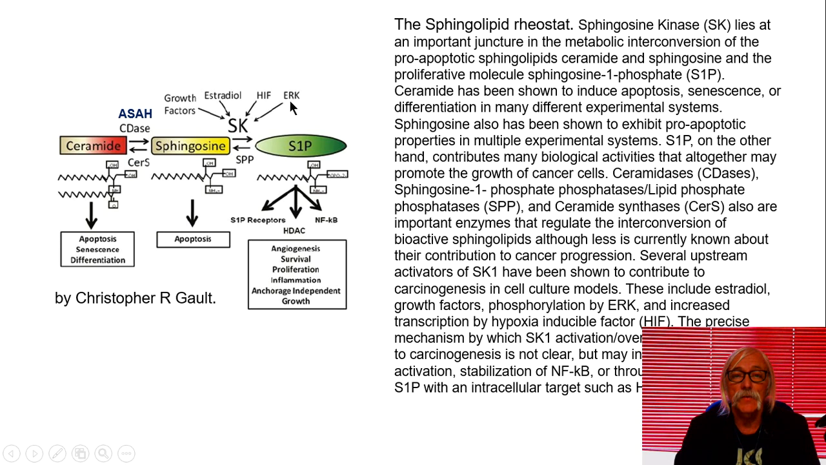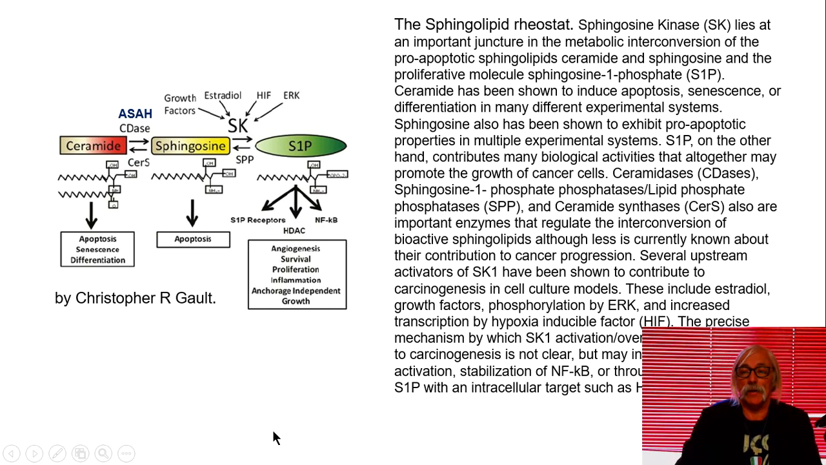the hypoxia-inducible factor, the ERK kinase, and even growth factors can all turn this on, making the more benign lipid causing cell survival. And all that's then described here. Several upstream activators, as I just mentioned to you, have been shown to contribute to carcinogenesis. So if you make too much sphingosine 1-phosphate, you can get cell proliferation. So this is bad. That's why it's a rheostat. This is all the way in this direction, not good, tumorigenesis. All the way in this direction, not good, degeneration. Right?